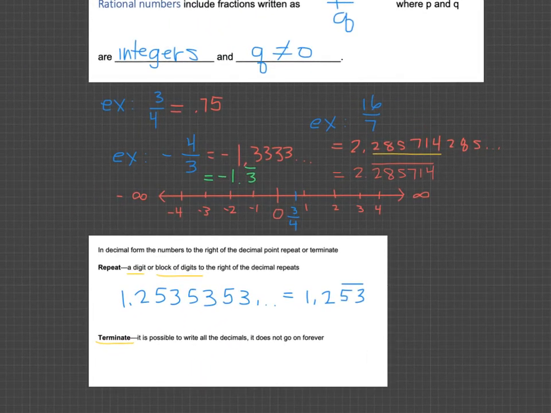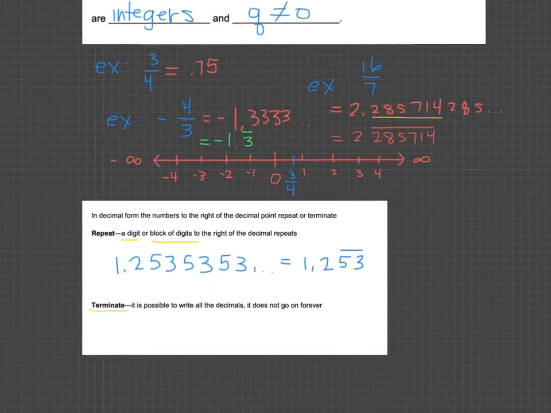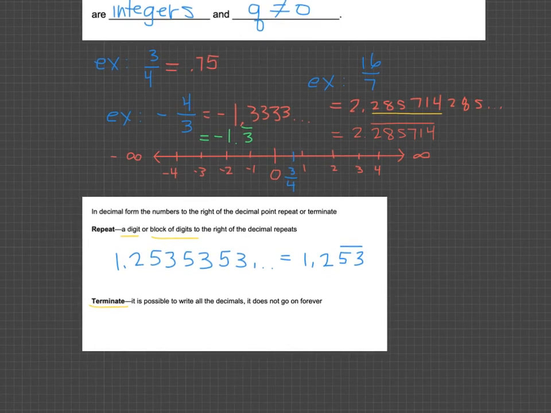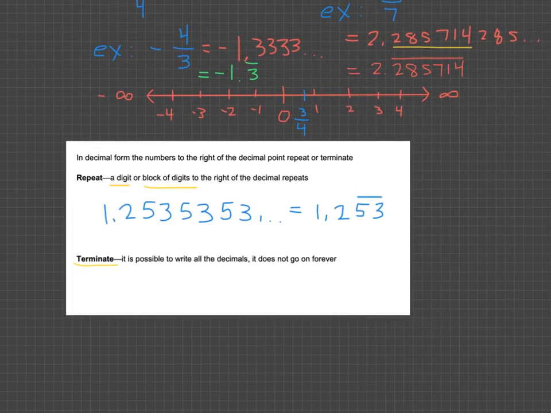Okay. So rational numbers, they can be decimals, and if they are decimals, they repeat or they terminate. If we want some other examples of terminating decimals, we could say 1/2, because we can write that as 0.5. Or we could also say we've got 2/5, which would be 0.4. It terminates.